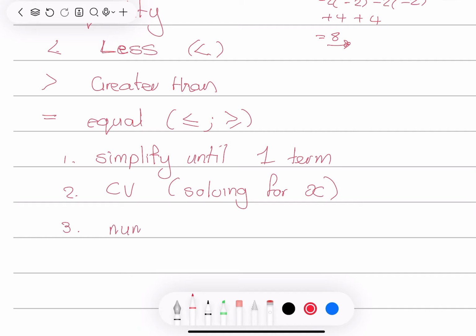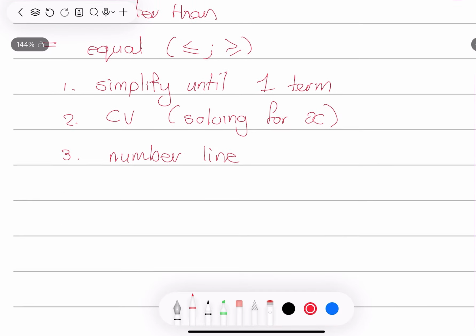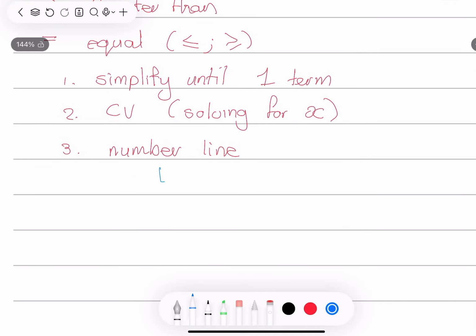Once you've solved for x or found your critical values, you're going to put it on a number line. The number line seems a little bit lengthy if you look at the work we did here. However, if you just find one answer, the other two are opposite.